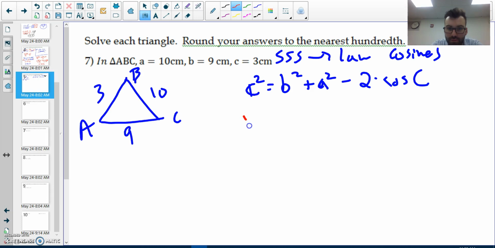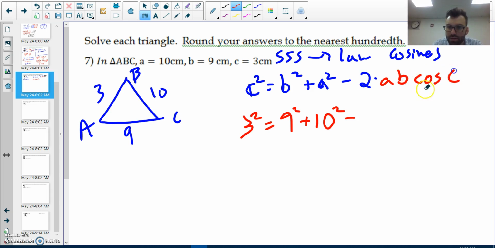All right, so c is 3 squared equals b squared, which is 9 squared plus 10 squared minus, oh, bless America, I left some important stuff out here. This is 2ab cosine c. So minus 2 times 9 times 10, or 10 times 9, either way, times the cosine c. Struggle is real, apparently. So 3 squared is 9.